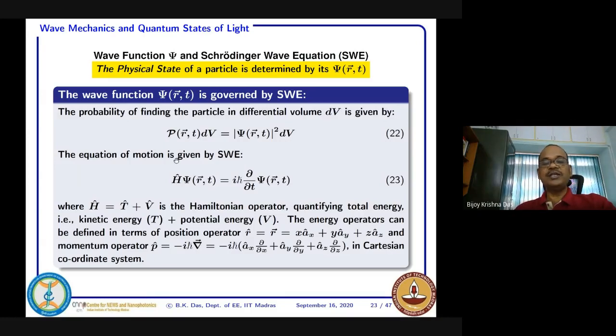Of course, if you integrate this probability density over the entire volume, then the probability of finding the particle should be 1. If you integrate from minus infinity to plus infinity over the entire space, then this should be 1. So psi can be normalized, so that whatever psi function you introduce, if you integrate from minus infinity to plus infinity, it should be 1.